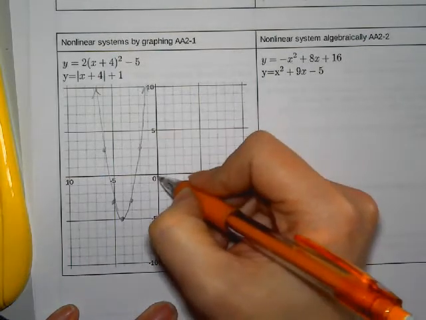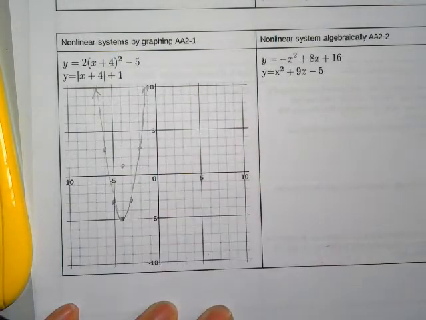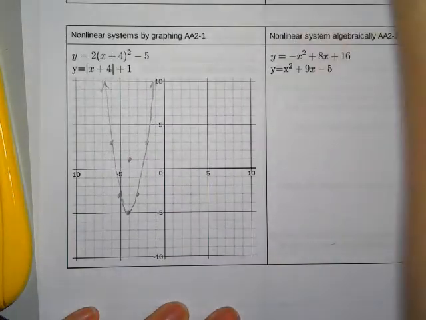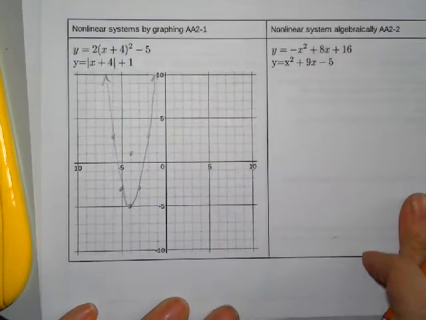So my points of intersection here, where the last one, I had an equation and I only wanted the x's, now I want both x and y. So these solutions are going to be the point -2, 3. And the point -6, 3.